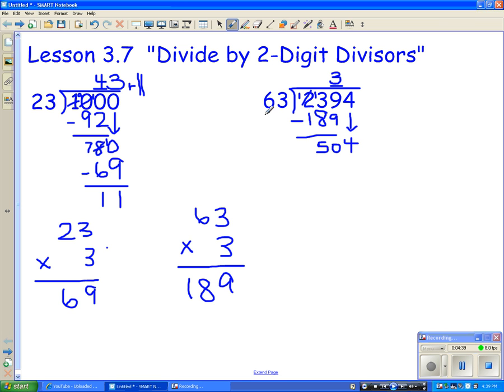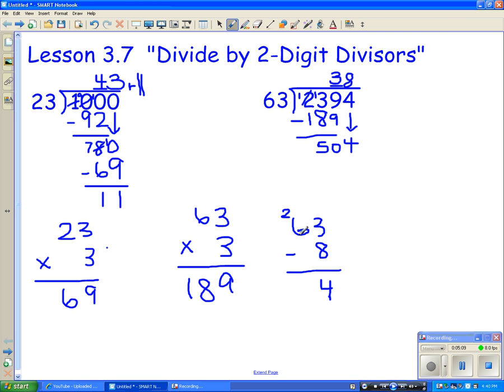So now I need to figure out how many times 63 fits into 504. Again, I'm going to estimate, use my brain power, and figure out it's about 8. So let's try it out. Alright, now I'll multiply 8 times 63. 8 times 3 is 24. Put down my 4. Carry my 2.